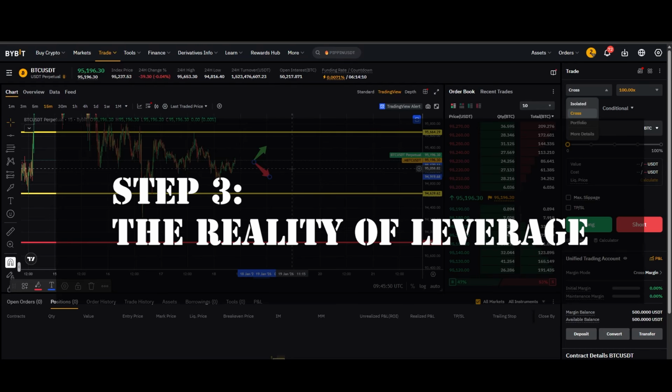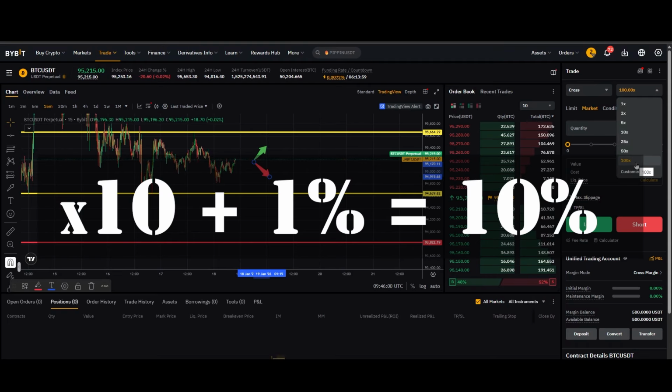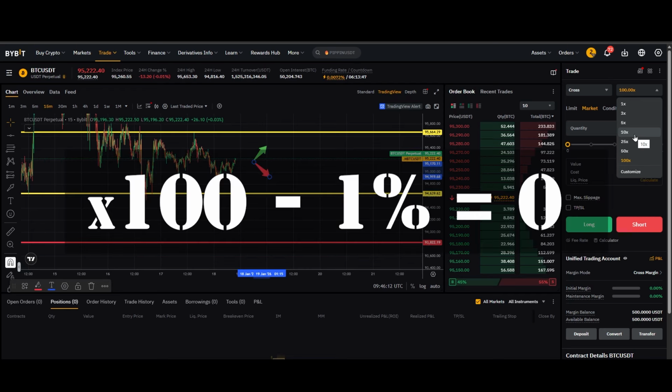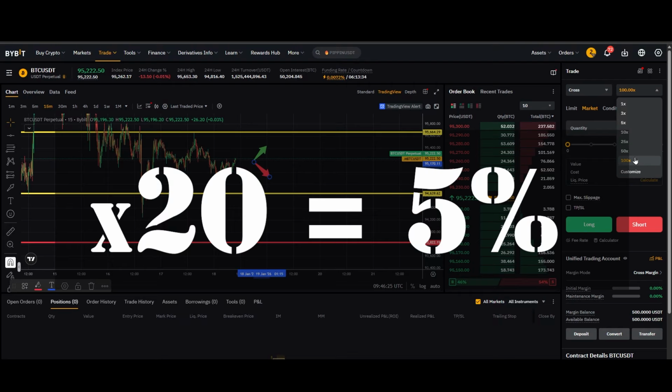Now let's talk about leverage. Right below the margin setting, you'll see the leverage control. Leverage increases your position size. At 10 times leverage, a 1% price move means a 10% gain or loss. At 50 times, that becomes 50%. At 100 times leverage, a 1% move in the wrong direction, liquidation, game over. With 20 times, you roughly have a 5% buffer.